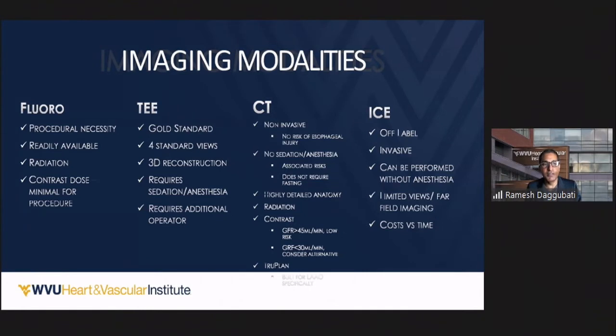So I don't see the advantage of whether it is general anesthesia with intubation versus MAC versus ICE with local sedation. Ultimately, the patient is going to go home in a few hours. What is the biggest deal? I don't have an answer for that yet. Obviously, it requires an additional operator, but sometimes having an additional operator for TEE or even for anesthesia helps us in the sense that we can concentrate on what we need to do.